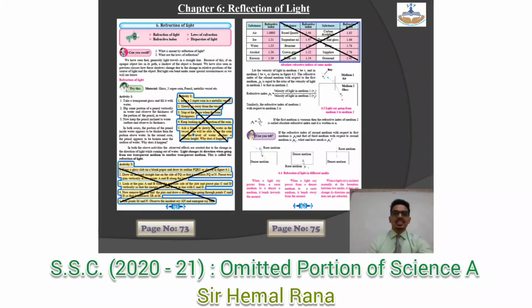Come to chapter 6, reflection of light. Come to page 73. On this page, we do not have the second activity and we do not have the third activity. Both these activities have been removed.